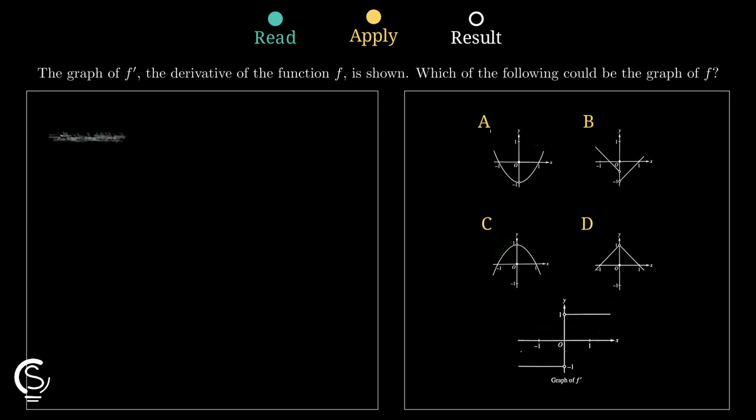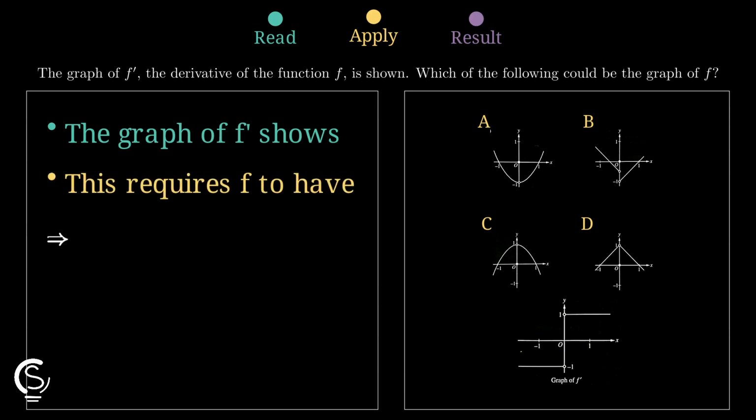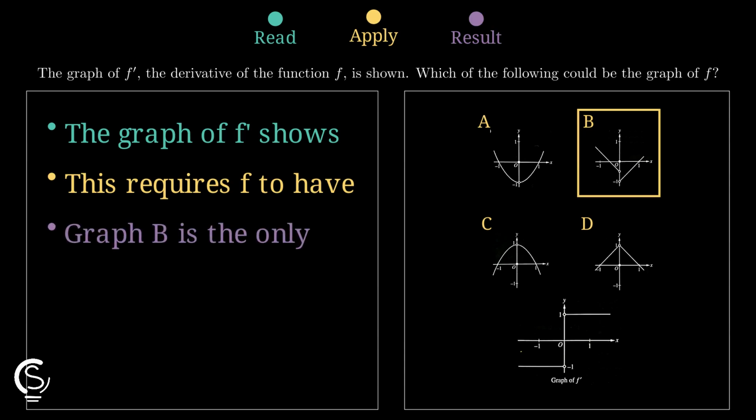So the correct graph for f must match every sign change and zero from f prime, giving turning points where f prime crosses zero, and matching increasing or decreasing behavior everywhere else. Check the choices, and graph B is the only one consistent with that derivative behavior, so it matches the required shape of f.